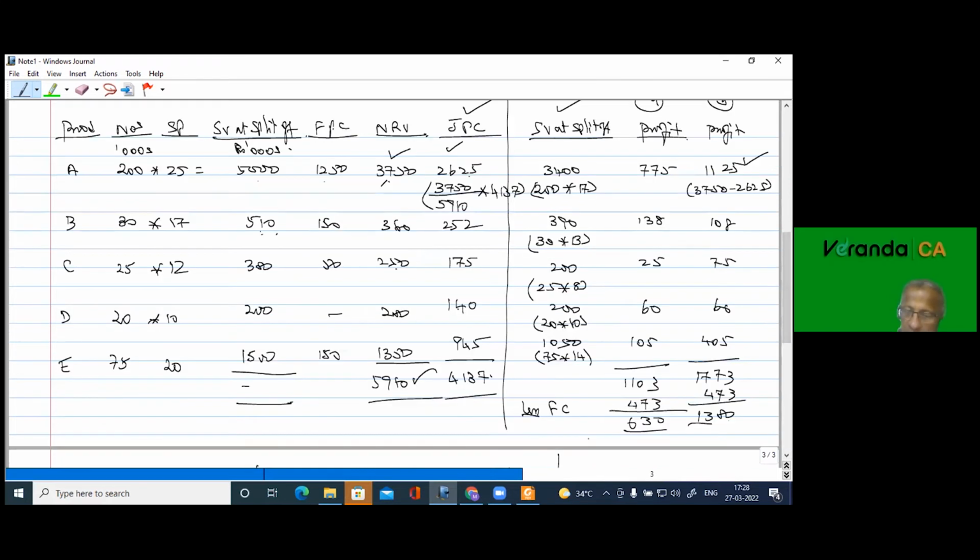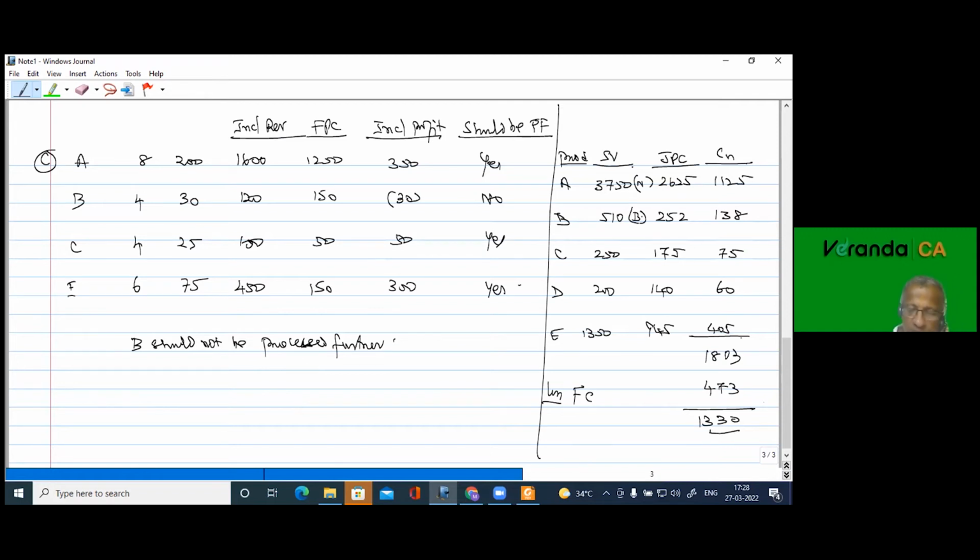In the previous table, it was 1300. Now there is a 30 rupees increase that you find. We are not processing it further in the case of B, so we can avoid 30 rupees loss.